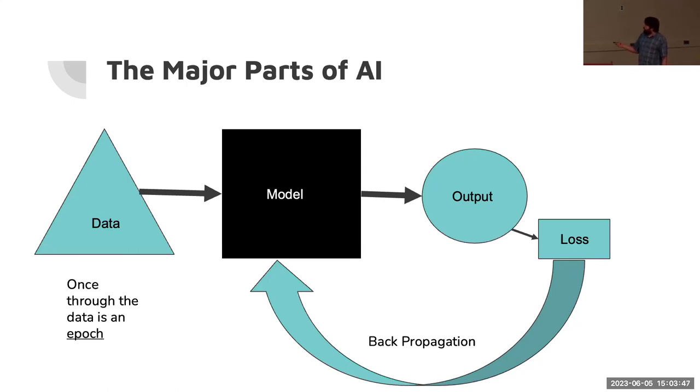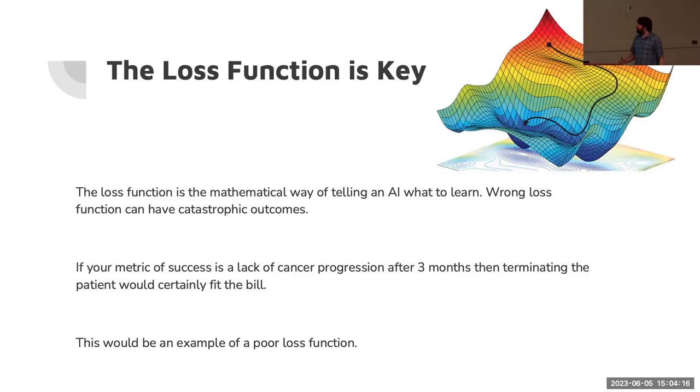We'll deal with this in just a little bit in more depth. And from this loss, we can do something called backpropagation, which is updating our model to be better, to decrease our loss. Again, once through the data is an epoch. So we go through the data, we compute our loss on that data, and we use that loss to backpropagate, which is literally gradients. One of the methods is stochastic gradient descent. I'm trying to go light on the math. Computers do the math for us. So the loss function actually ends up being utterly key. And this is really the mathematical way of telling an AI what to learn.